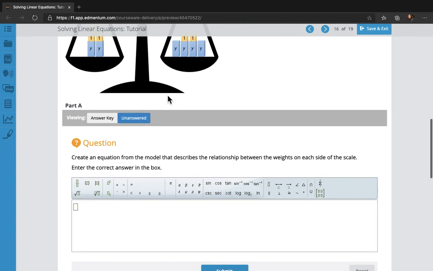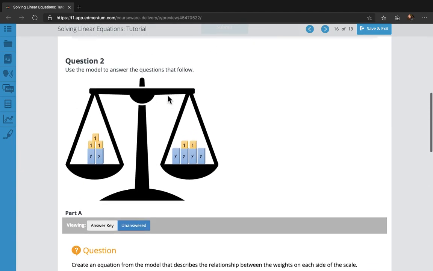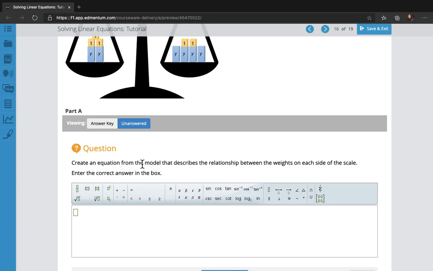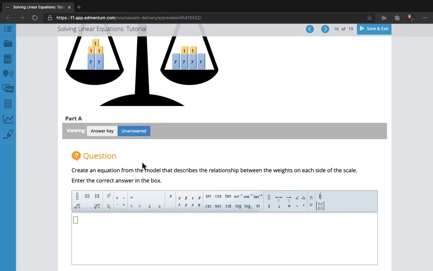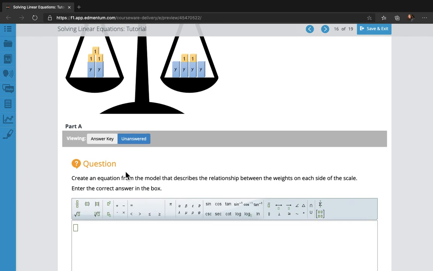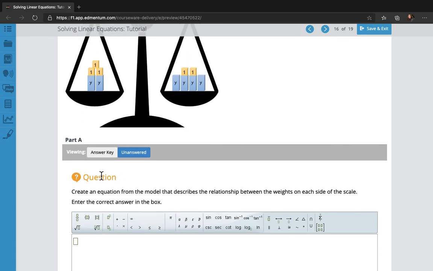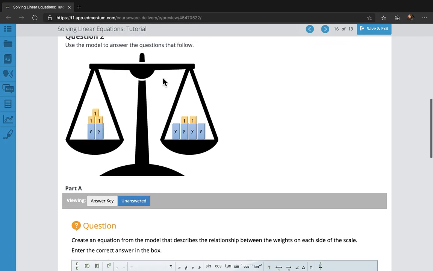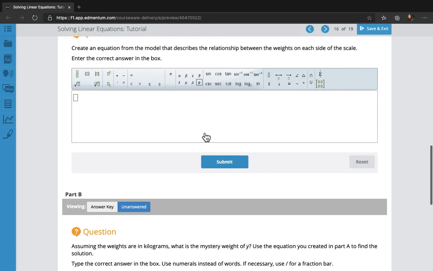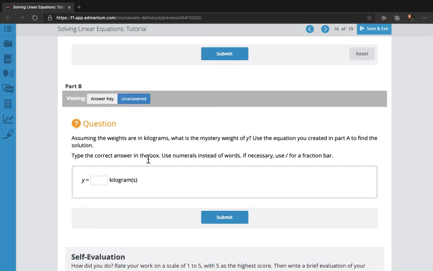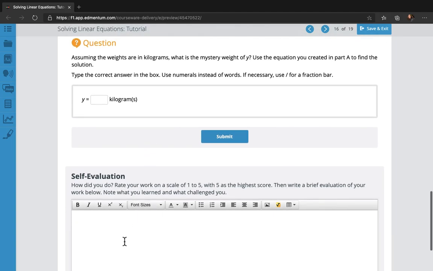Here's question 2 with part A. Create an equation from the model that describes the relationship between the weights on each side of the scale. Enter the correct answer in the box. You're just creating an equation. If you read this, it's basically saying 3 plus 2y equals 2 plus 4y. Then what you're going to do after that is solve.